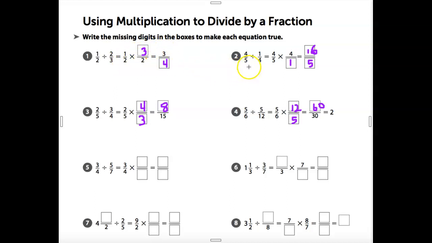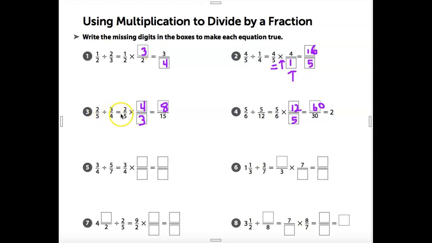All right, let's look at 2. 4/5 divided by 1/4. Remember, we keep the first fraction. We change division to multiplication. And then we flip 1/4 to 4/1. All right, so then we're left with 4 times 4 is 16, 5 times 1 is 5. All right, this is pretty easy for you guys. And you can use your multiplication charts as well.